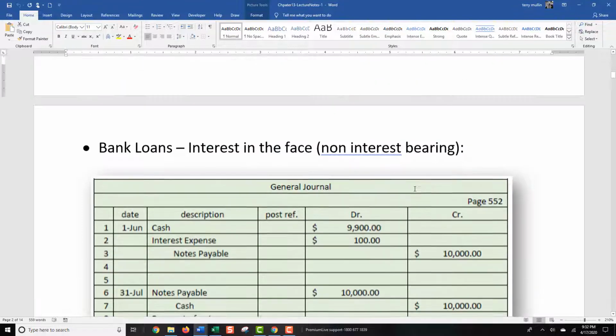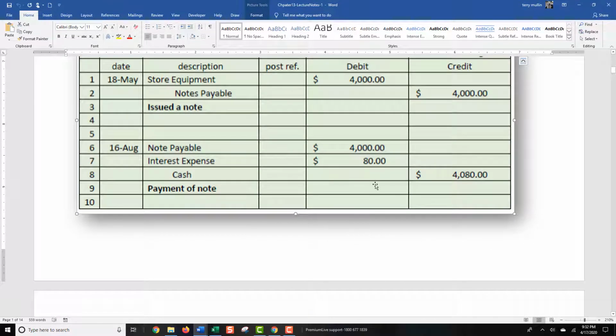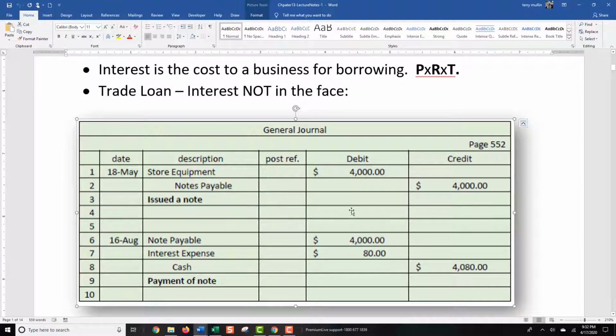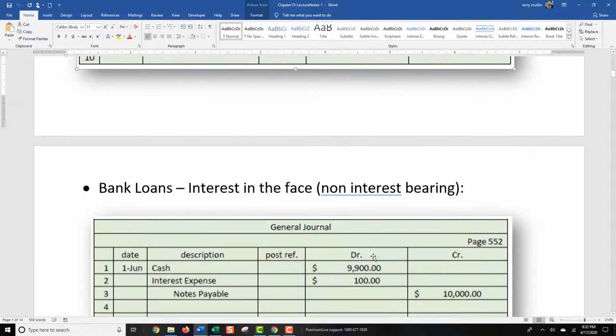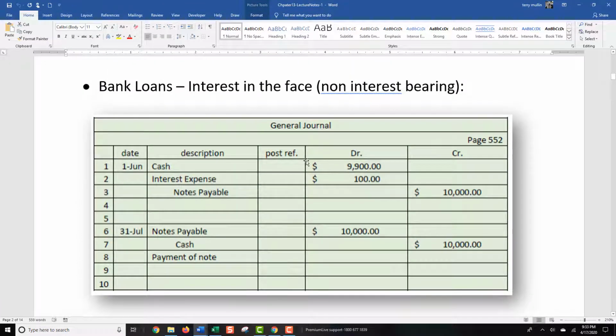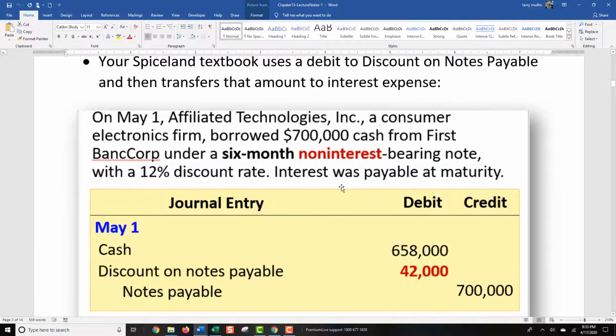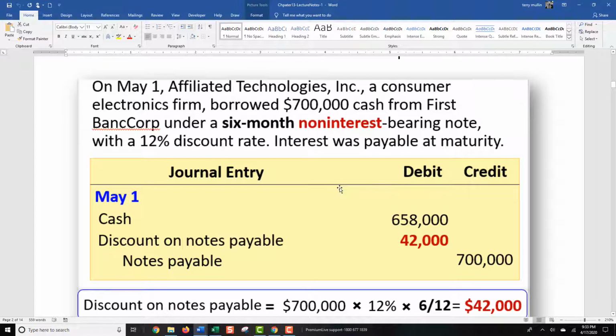So the difference between the two: the interest expense is recorded when you make the payment, when the interest is not in the face. Here, when the interest is in the face, in other words, non-interest bearing, then the interest expense is recorded immediately. Right? So this is one way of doing this. Your textbook does it slightly different. So let's just read through the example.